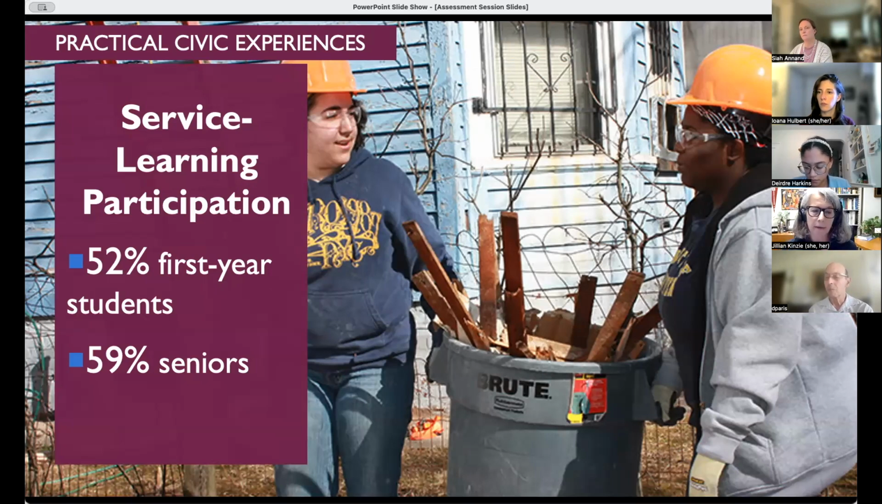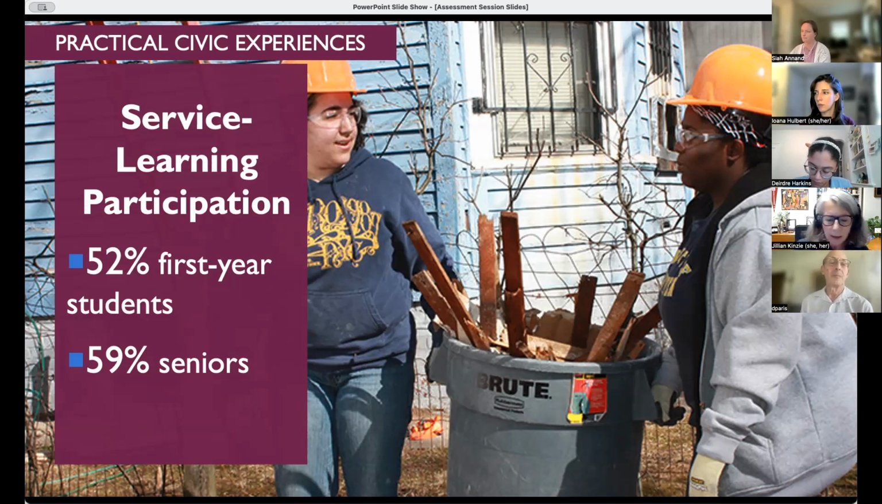So clearly this is a practice that is picked up from a pedagogical perspective and something that institutions are investing in to reflect these greater proportions of students doing them. So 52% of first-year students and 59% of seniors. It's actually been up to 60% of seniors as well.